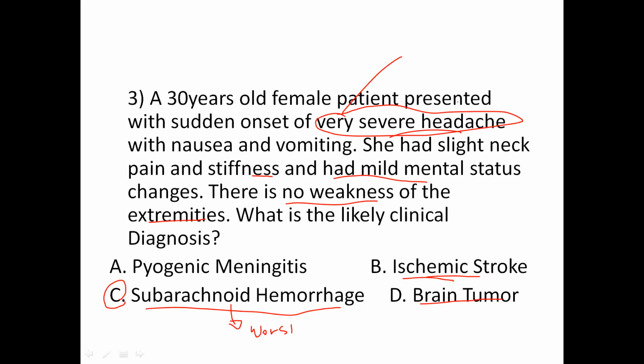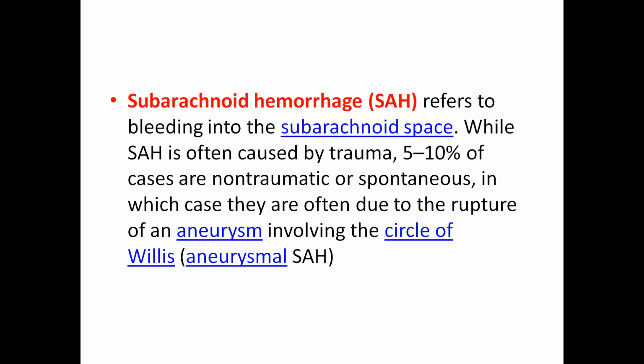Let us discuss subarachnoid hemorrhage. This refers to bleeding into the subarachnoid space. While subarachnoid hemorrhage is often caused by trauma, 5 up to 10% are non-traumatic or spontaneous, in which case they are often due to aneurysm involving the circle of Willis. So if it is non-traumatic, the most common cause is aneurysmal.